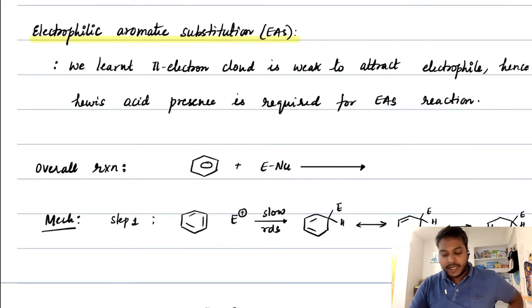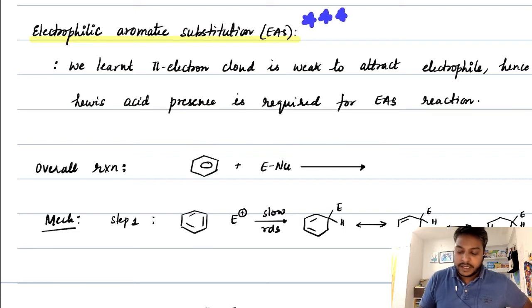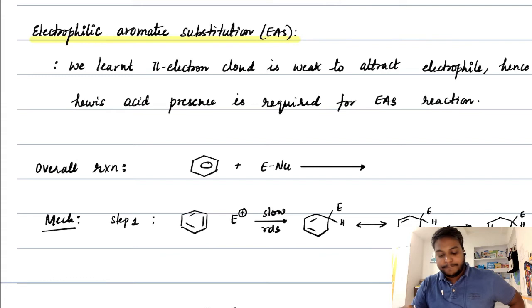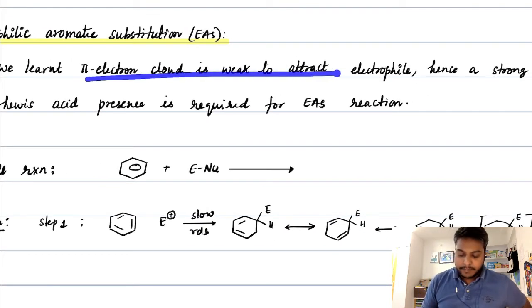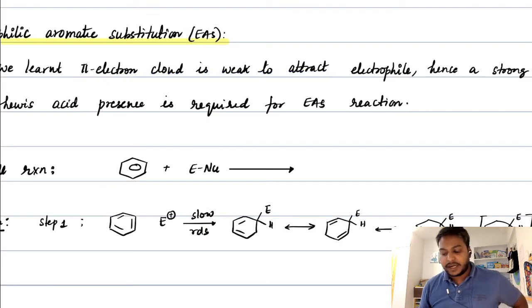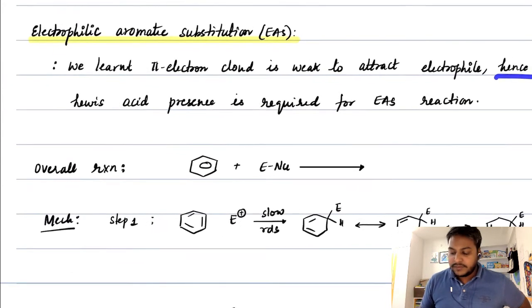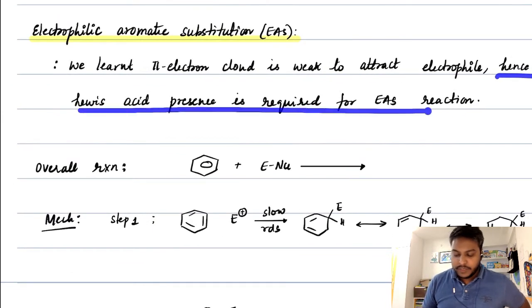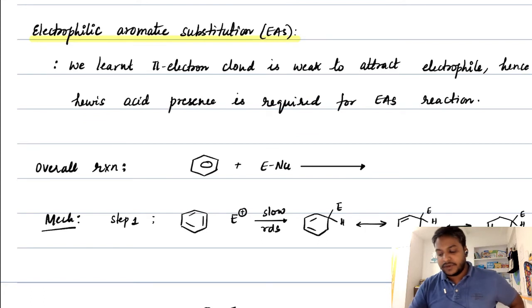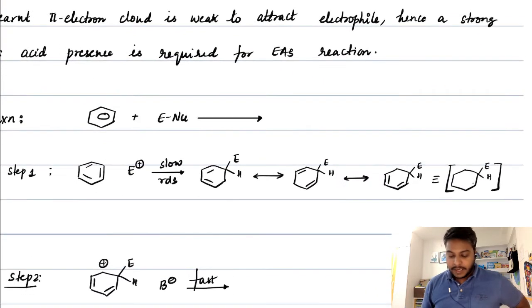We will first start with electrophilic aromatic substitution. This is the most important reaction kind. Now, since we learned that the pi cloud is very weak at attracting an electrophile, we require a strong Lewis acid for the electrophilic aromatic substitution reaction to happen. Overall reaction, what is happening? Let me show the overall reaction first so that you get an idea of what is going on through this reaction.